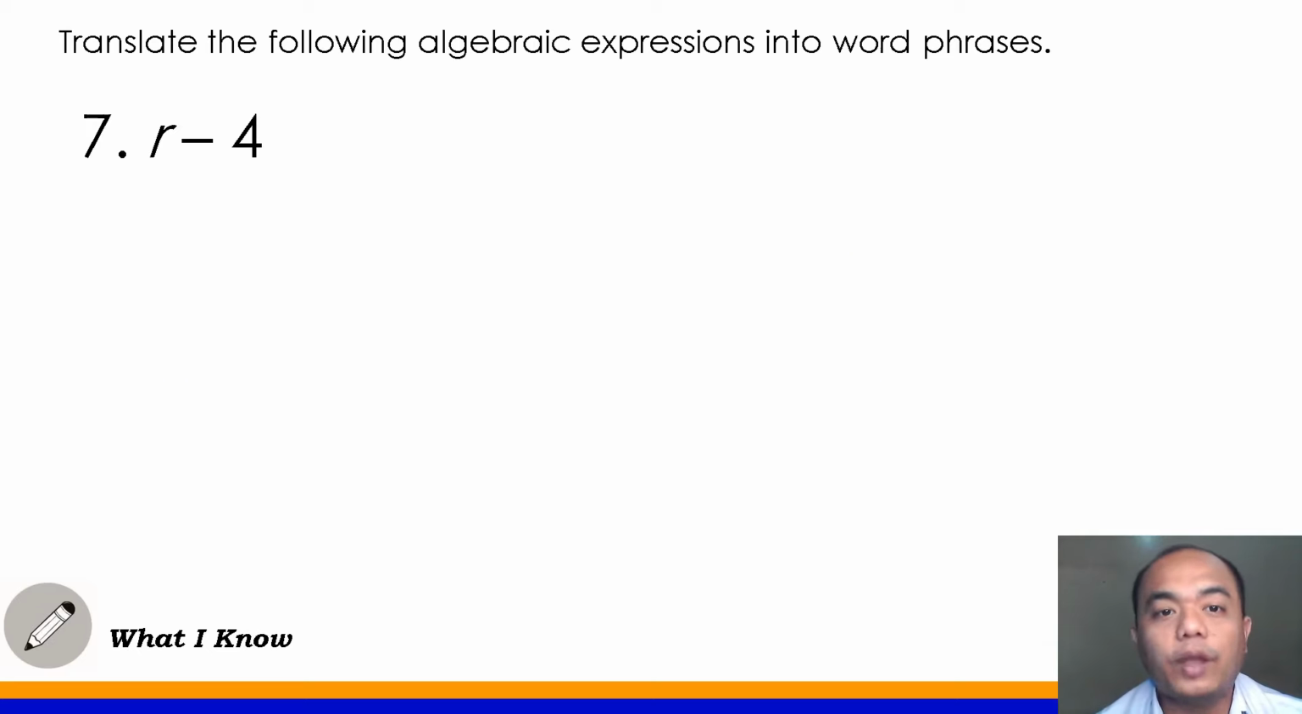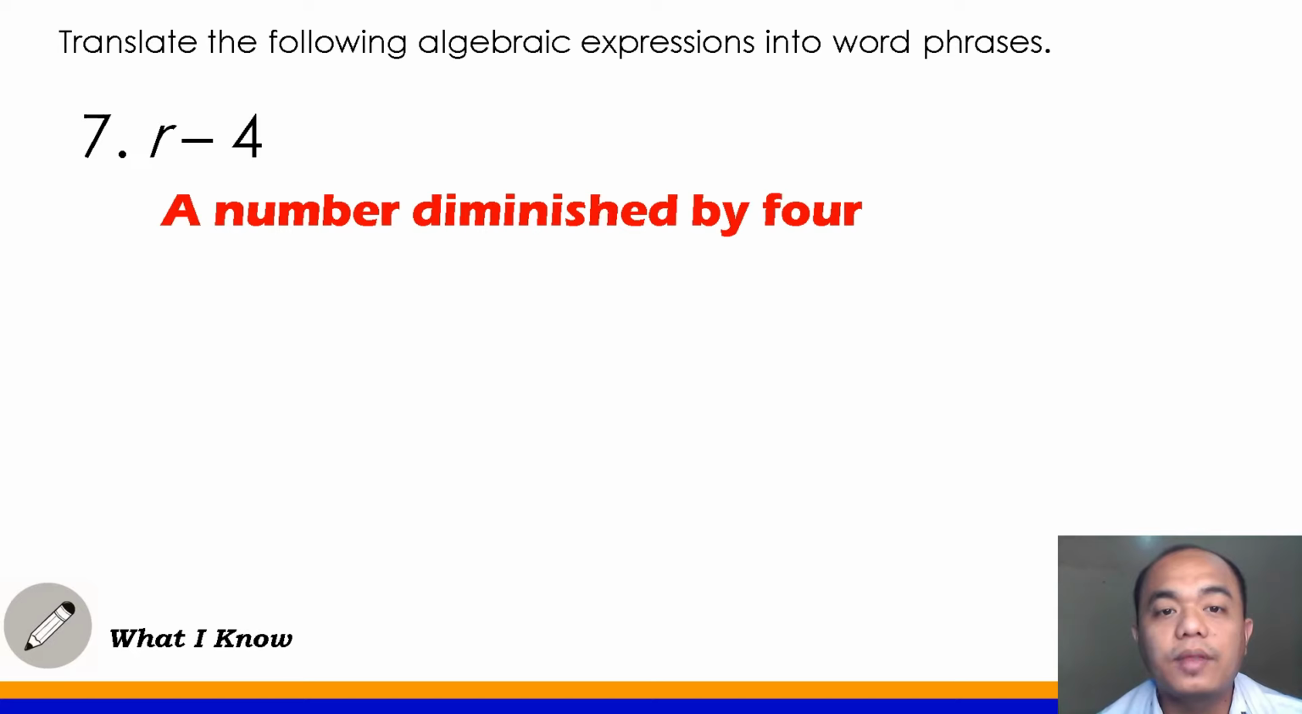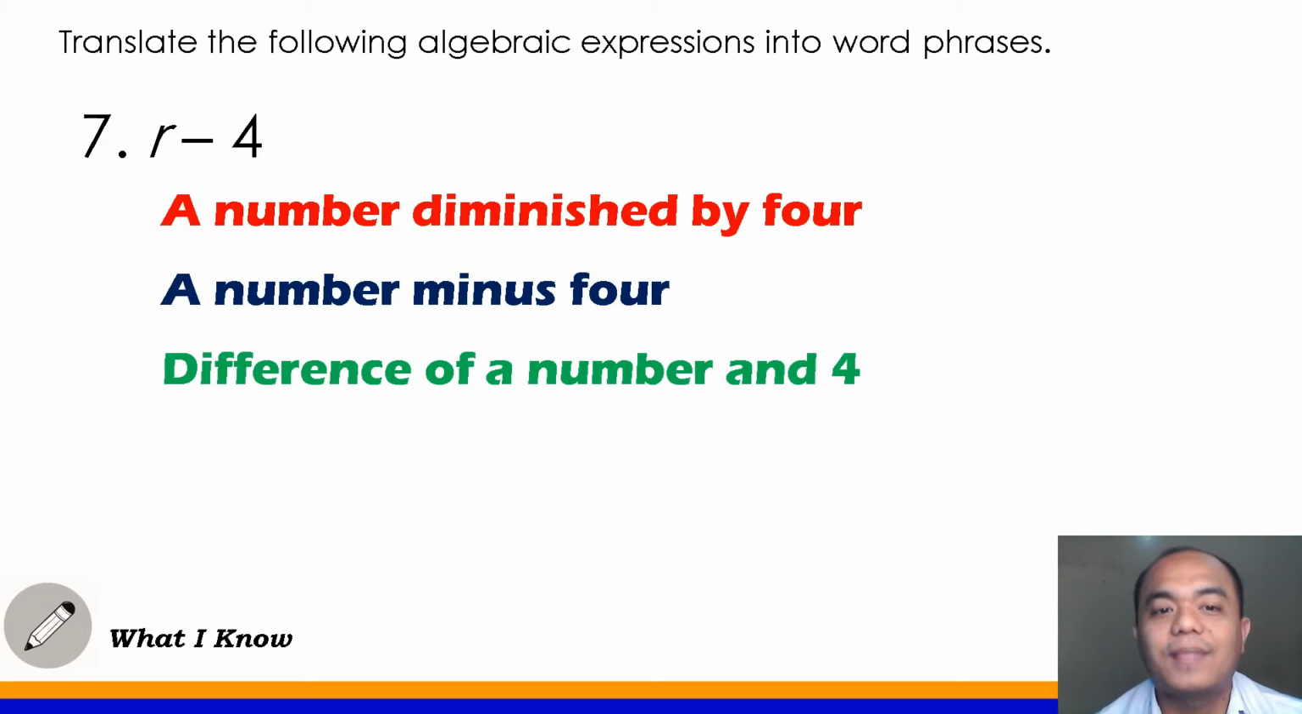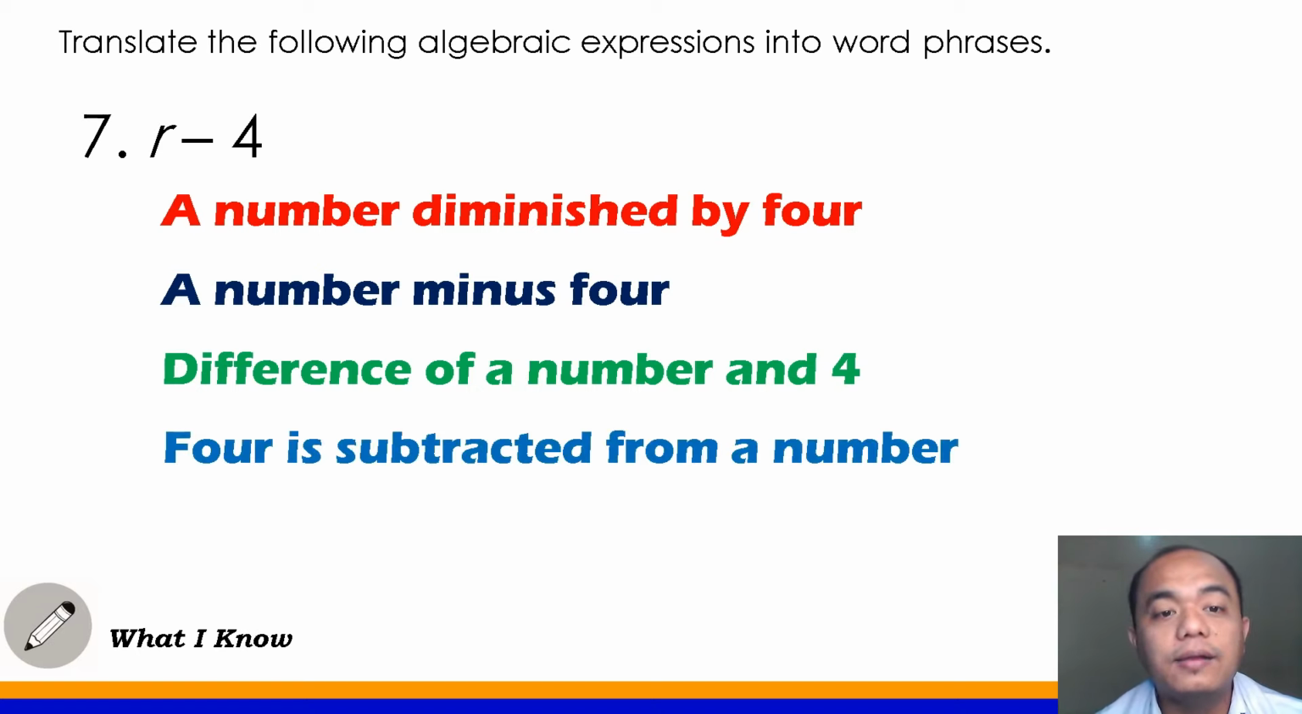Number 7, pwede itong i-translate sa a number diminished by 4. Pwede ding sabihin a number minus 4. Pwede ding sabihin the difference of a number and 4. Or, pwede din natin i-translate ito ng 4 is subtracted from a number.